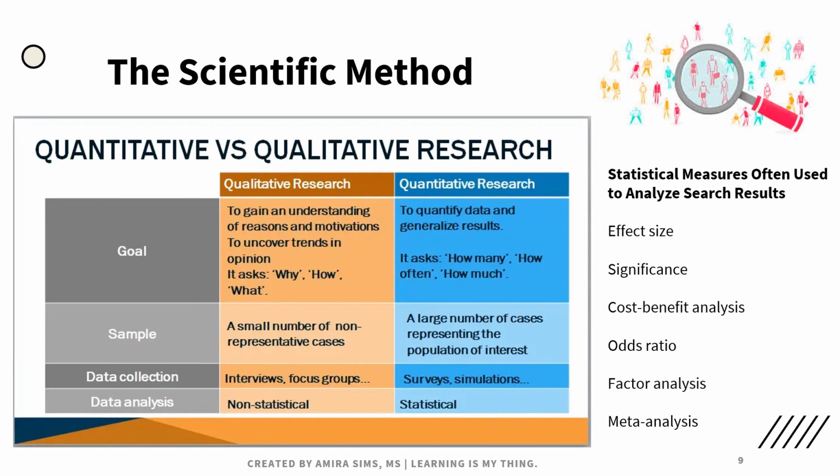Simulations are another example of a data collection technique associated with quantitative research. And then you have statistical analysis. Now, in your textbook on page 29, there's table 1.7, statistical measures often used to analyze research results. You can find several measures of effect size, significance, cost-benefit analysis, odds ratio, factor analysis, and meta-analysis. In your textbook, they give you more detailed explanations for each of these measures. I encourage you to take a look at that.